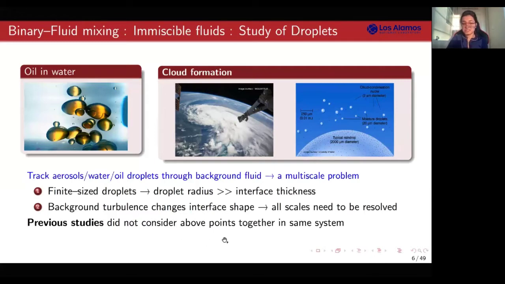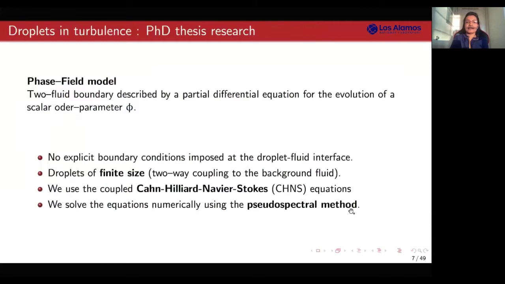Most of the previous studies do not resolve all these scales properly, and that is precisely what I did in my PhD. I studied droplets in turbulence using a phase field model. This is a numerical model in which the boundary between the droplet and the background fluid is described by a PDE for the evolution of a scalar order parameter phi. I will explain what this is, but in simple terms, there is no explicit boundary condition at the droplet-fluid interface. So we do not have to worry about boundary conditions, and this is a huge simplification for studies of droplets.